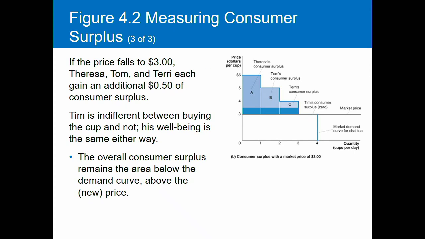Now let's say the price falls to $3. Teresa, Tom, and Terry are all still willing to purchase the tea. Now they're being made even better off. They're getting an extra 50 cents each of consumer surplus because it's now 50 cents cheaper. At this point, Tim values the tea at $3 and is being charged $3. He'll be what we call indifferent between the two. He values them equally. So in most cases, he's going to end up purchasing the tea.